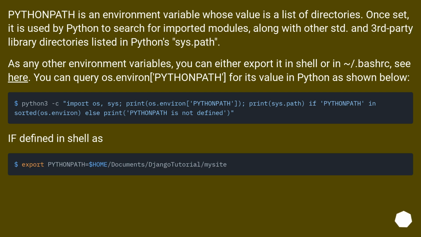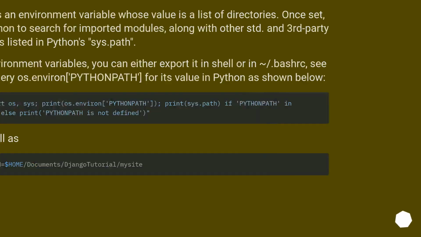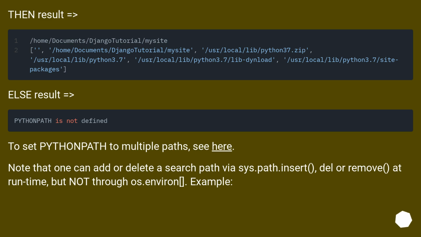If defined in shell as, then result equals, else result equals. To set Python path to multiple paths, see here.